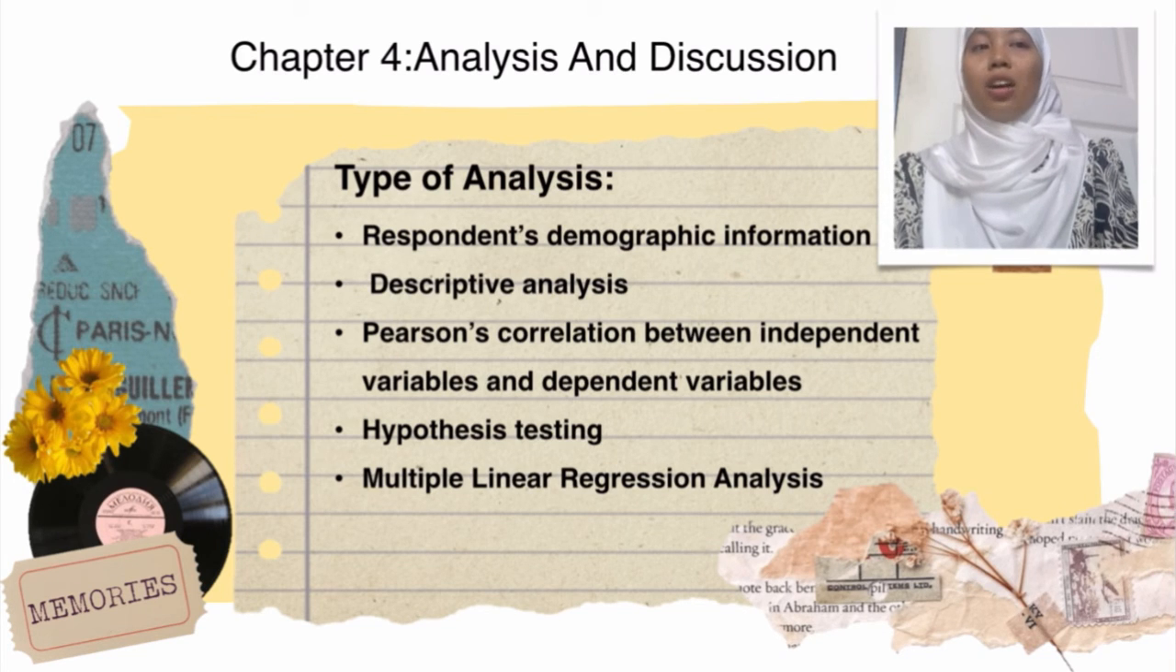According to Saunders et al. 2016, the correlation coefficient may be used to determine the strength of the relationship between the independent variable and dependent variable. Number 4, hypothesis testing. The research requires hypothesis testing in this section to evaluate whether or not the hypothesis has been rejected or accepted.